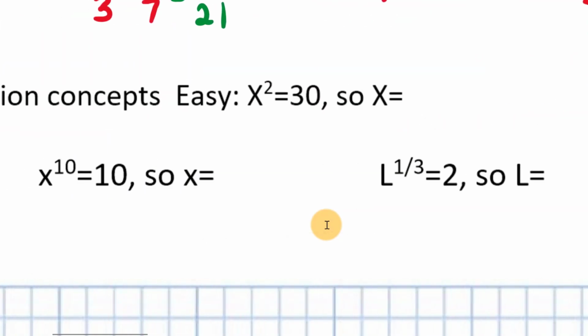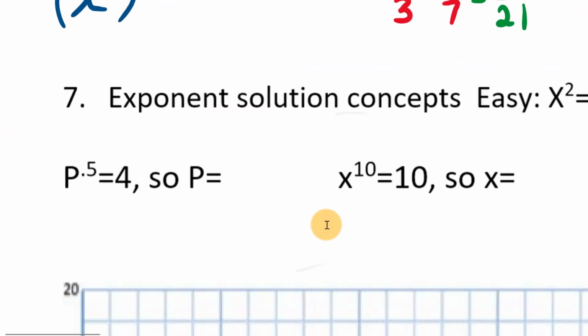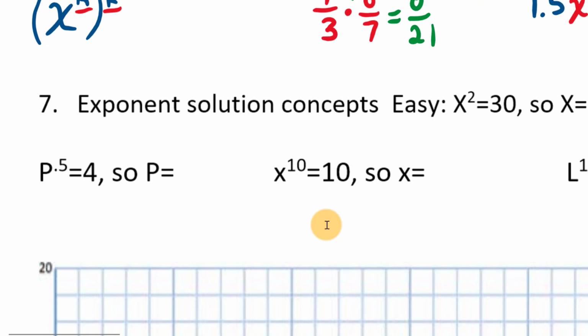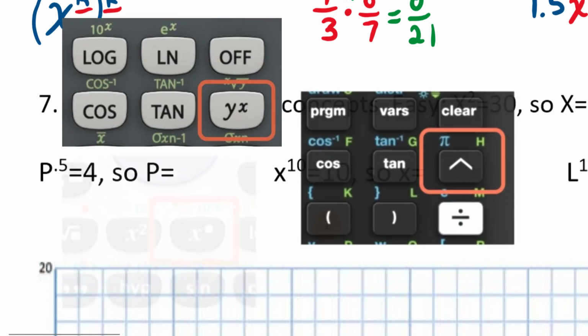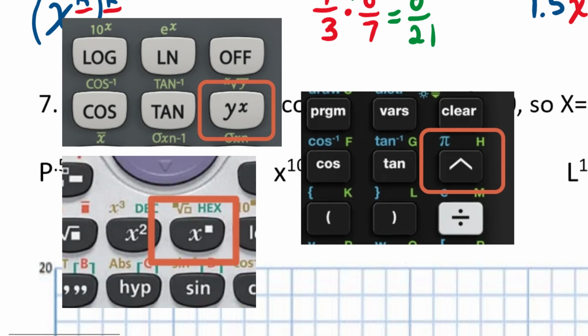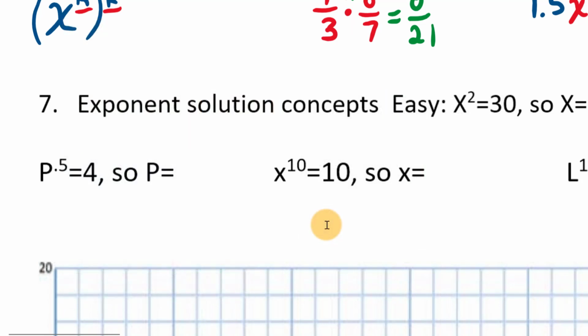All right. So let's practice dealing with some of these exponents on a calculator. So you're going to want to find on your calculator a key that is like y to the x or x to some power. Sometimes it's x to the y to the x power on different calculators. So suppose we knew that p to the 0.5 equals 4. What is p going to equal?